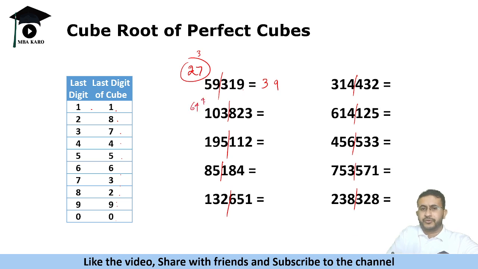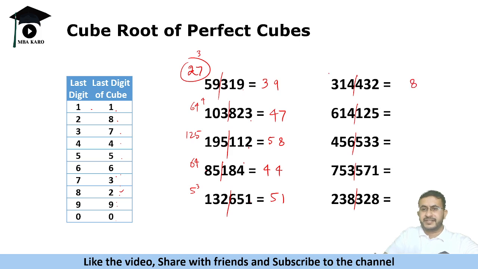64 which is 4 cube. Okay, so it is 40 and 3 comes in case of 7. So 47 cube. Okay, isn't it easy? So 2 comes in case of 8. So the last digit is 8 and this is 125 which is 5 cube. So 58. 4 comes in case of 4. This is 64 is 4 cube. So 44. Instant finding the cube root. 1 comes in case of 1. 132 is 5 cube. 5 cube is 125. So 51.